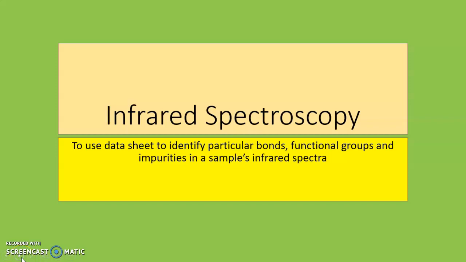Hello. In today's video, we're going to be looking into infrared spectroscopy, and we're going to learn how to use a data sheet to identify the particular bonds in an organic compound along with the functional groups, and also to find out whether the sample is impure or not.